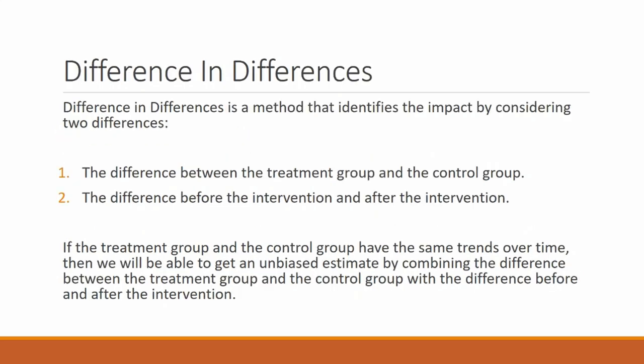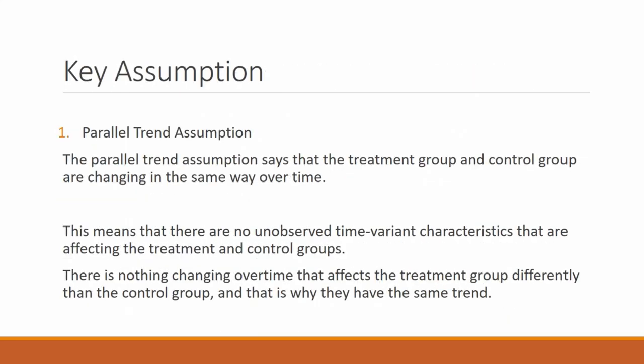So now with that illustration, let's bring back in the key assumption, the parallel trend assumption, and let's drive this home and make it super clear why this is important and why it's necessary. The parallel trend assumption says that the treatment group and control group are changing in the same way over time. This means that there are no observed time variant characteristics that are affecting the treatment and the control groups, at least affecting them in different ways.